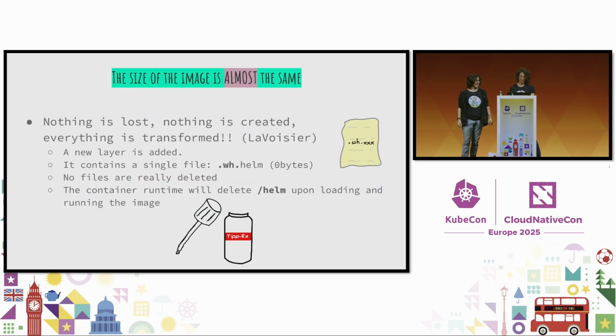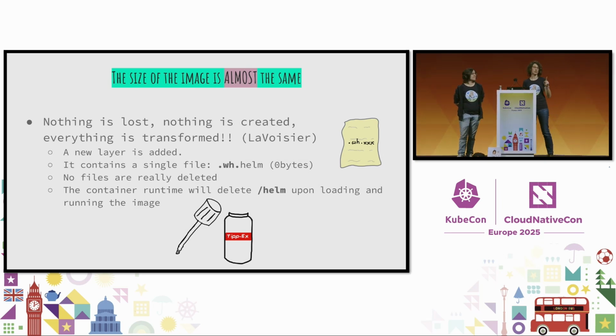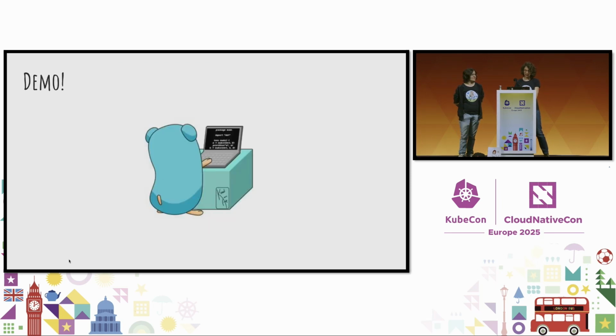So when we're adding the RUN inside the Dockerfile, we're not removing any layers. We're not touching any layers. We're just adding one extra one with a single file, 0 bytes. That's why we're saying almost the same. This file is .wh, which means whiteout. And it's only the container runtime that's going to interpret this file in order to remove the folder at runtime. So here's the demo.